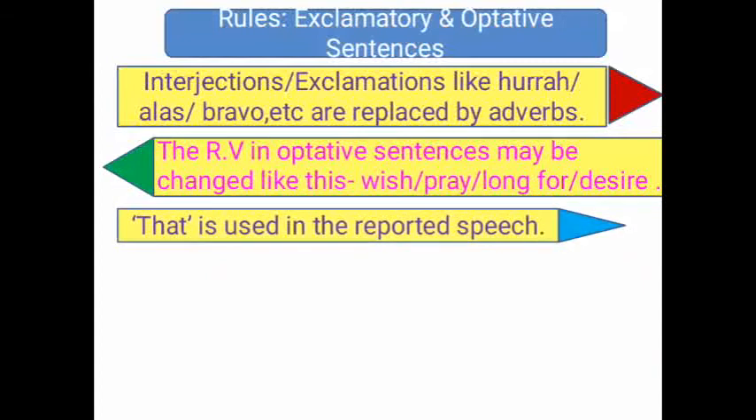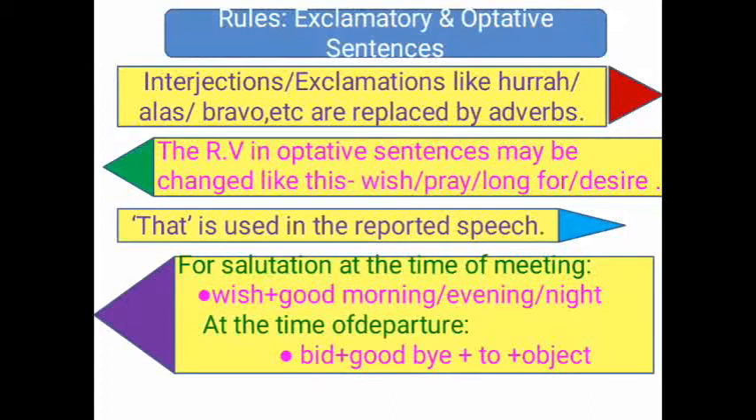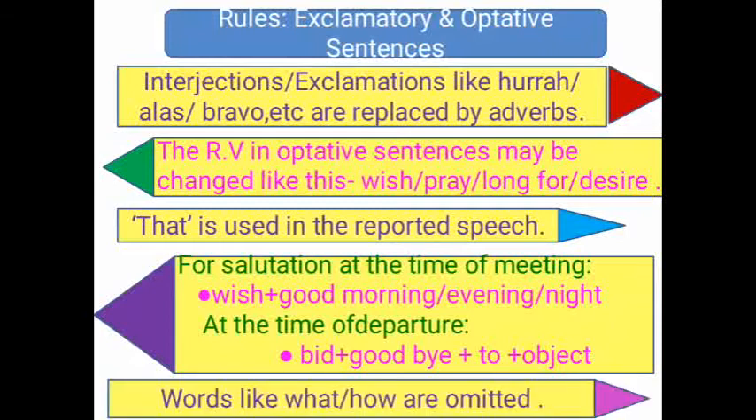The conjunction that is used in the reported speech. While we don't use that in the interrogatives, we use the conjunction that in the exclamatory sentences in the reported speech. For salutation at the time of meeting, so when you meet somebody, how do you wish? Wish plus good morning or evening or night. And at the time of departure, we use the reporting verb bid plus goodbye plus to plus object. We use the preposition to along with the object. And finally, the words like what and how are omitted.